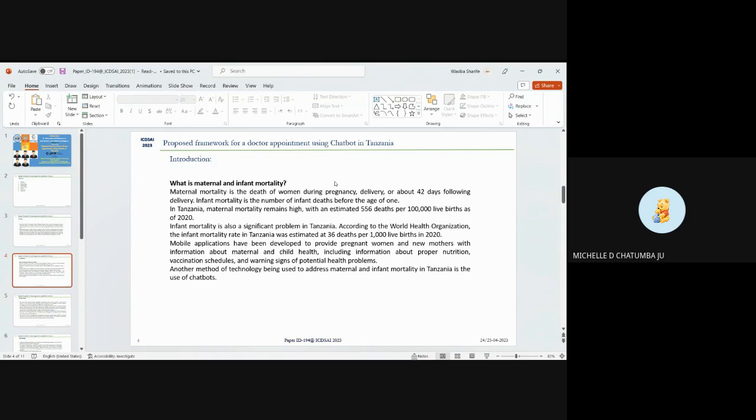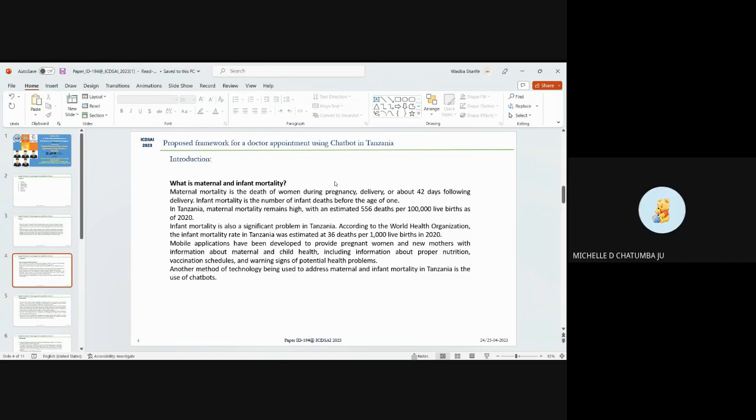So let's first see what maternal and infant mortality is. Maternal mortality is the death of women during pregnancy, delivery, or about 42 days following delivery, where approximately 5 to 6 women per 1,000 births die due to pregnancy-related complications. So the rate is higher than the global average of 211 maternal deaths per 100,000.